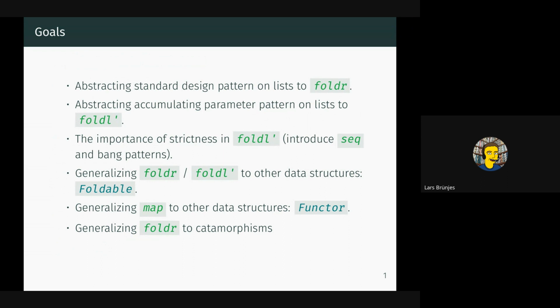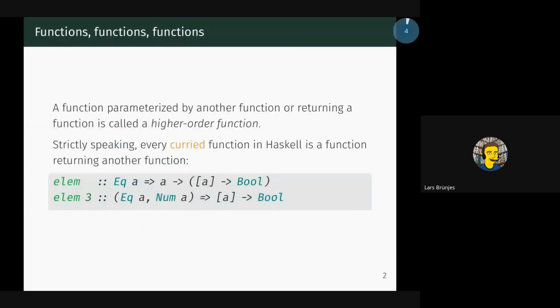Then generalize that to other data structures. Then generalize the map function that we have seen for lists, and generalize foldr to other container types. That all sounds very abstract, so let's start. But before we talk about that, we talk about higher order functions.